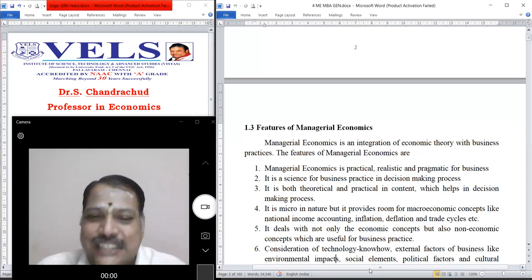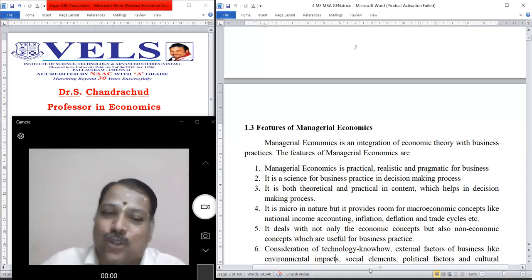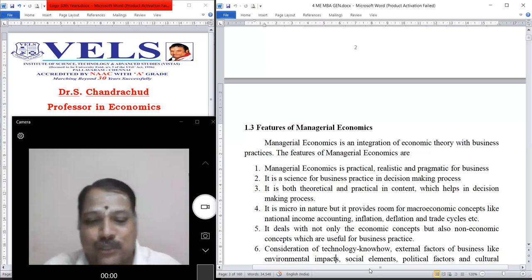The fifth one is that it deals not only with economic concepts, but also non-economic concepts, which are useful in business practices.